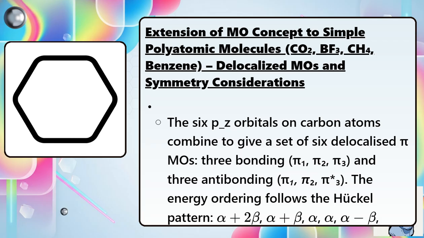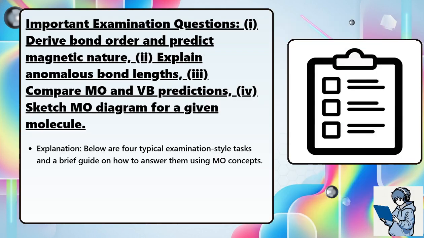This delocalization explains benzene's equal carbon-carbon bond lengths, approximately 139 picometers, and its extraordinary chemical inertness compared to isolated double bonds. Below are four typical examination-style tasks and a brief guide on how to answer them using MO concepts.